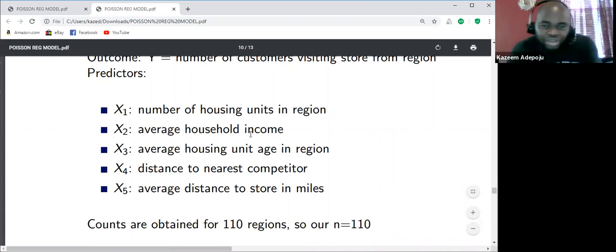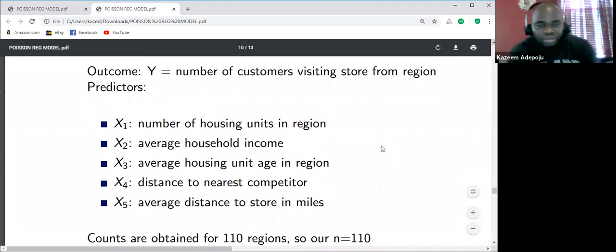X2, average household income. S3, average housing unit age in the region. S4, distance to nearest competitor. S5, average distance to store in miles. Okay, let me first explain this to you right now.